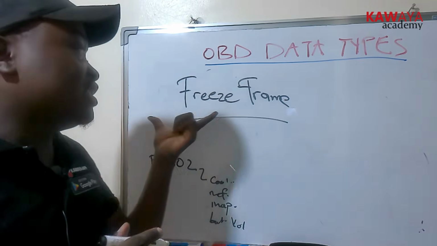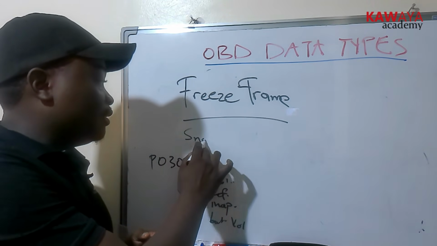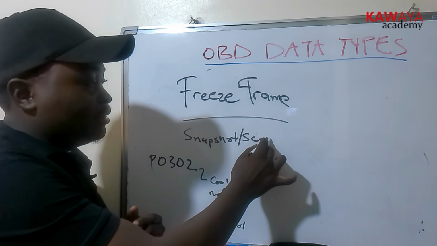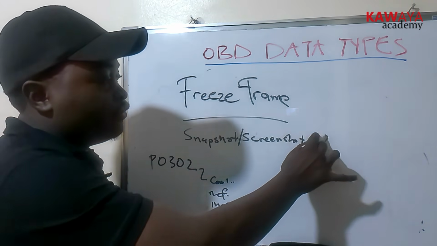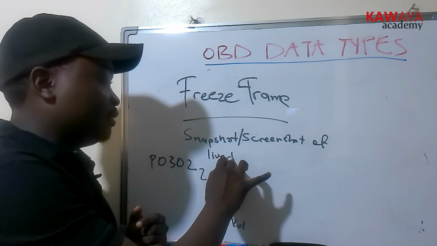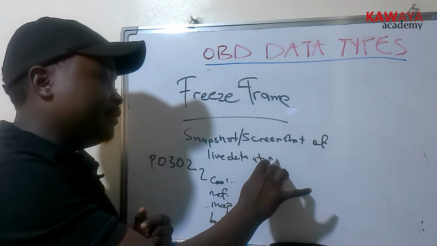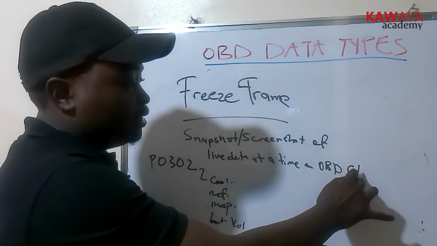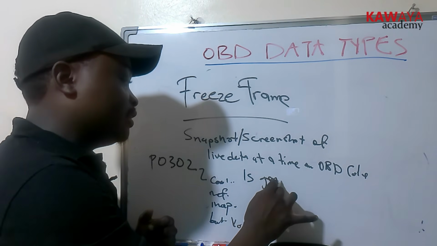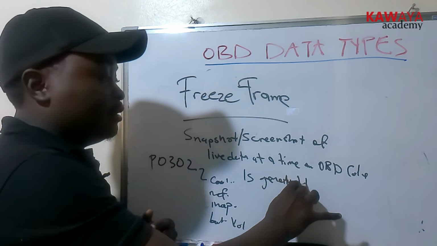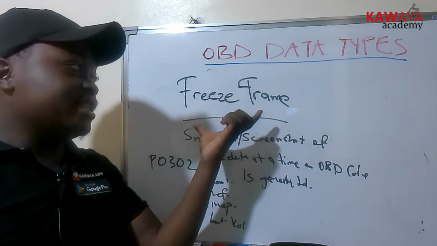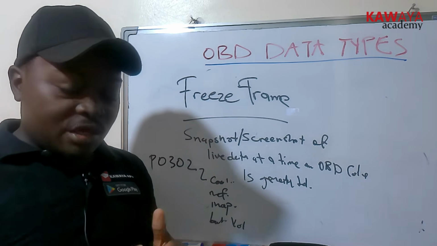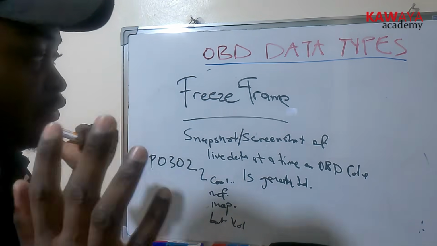So basically, this one is like a snapshot or a screenshot of live data at a time an OBD code is generated. So basically that is what we call freeze frame. And for this data, we basically interact with this data a lot, from analyzing and so on. So that's what we call freeze frame.